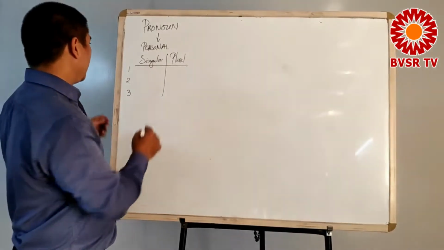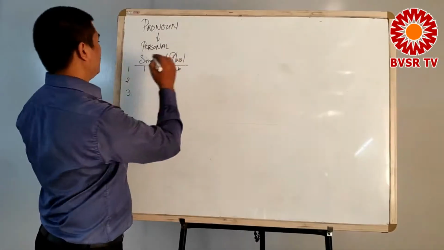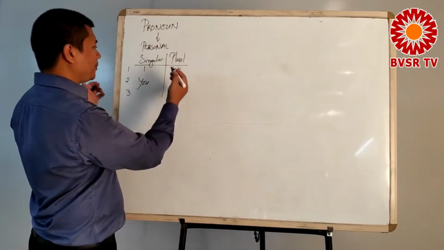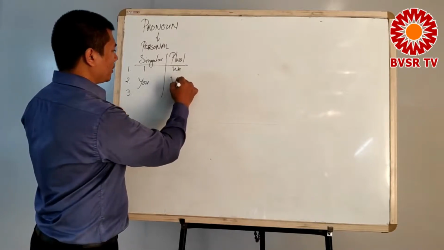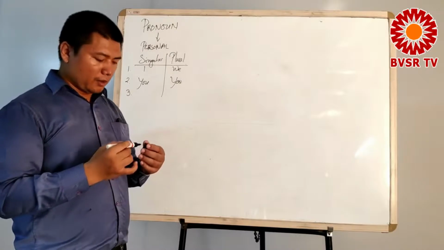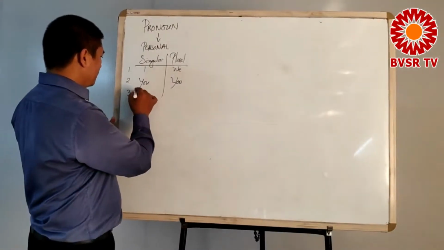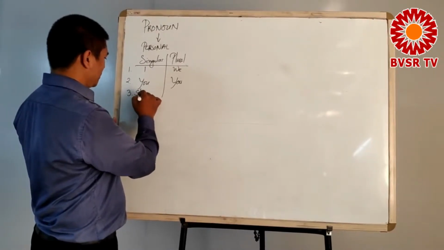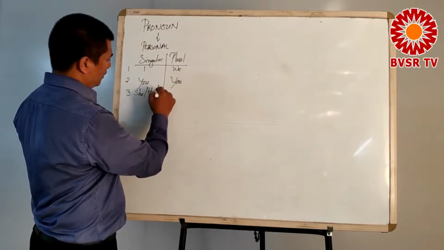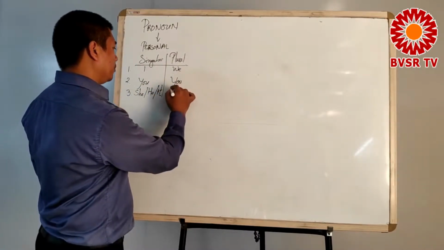The first person singular is I, and the plural is we. The second person is you, and the second person plural is also you, because when we say you to a person, we can also say you to many people at the same time. The third person singular is she, he or it, and the third person plural is they.